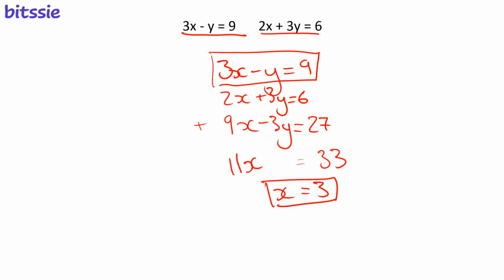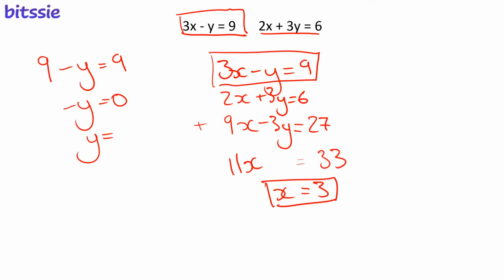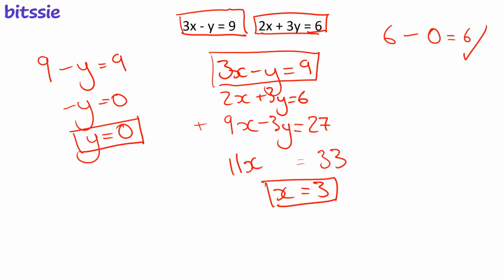Then we can go back and substitute x into this equation, giving us 3x, which is 9, minus y is equal to 9. If we subtract 9 from both sides, we get negative y is equal to 0, which means that y is equal to 0. And we can check this out in this equation. 2 lots of x, which is 6, minus 3 lots of y, which is 0, is equal to 6. Hence, x is 3 and y is 0.